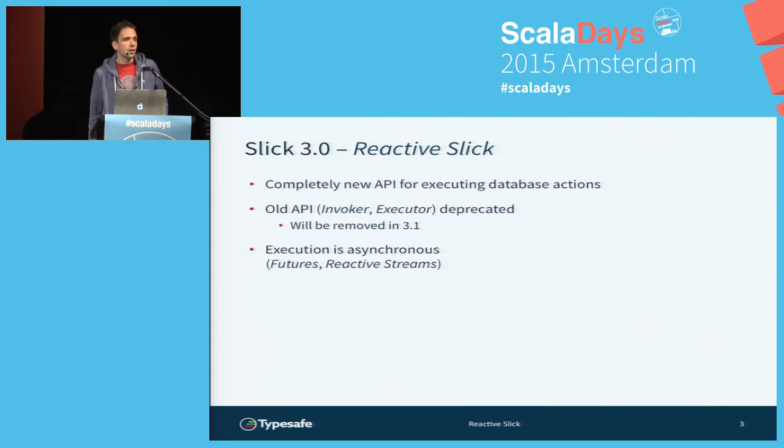So execution in the new API is completely asynchronous, using Futures and Reactive Streams. This does not necessarily mean that it's non-blocking, because we're using JDBC under the covers, at the moment exclusively, but that's also something we want to change eventually. But still, from your point of view as an application developer, you don't have to deal with blocking anymore, so this will fit much better into your existing non-blocking Play and Akka applications.